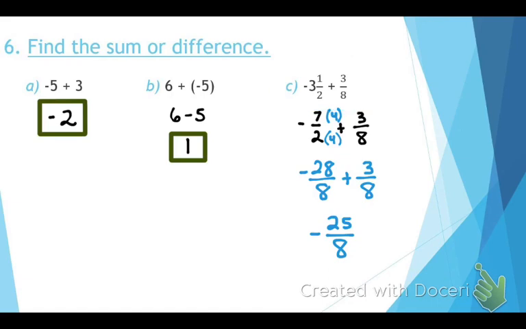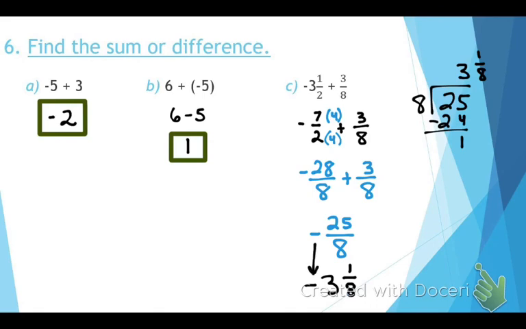If you can figure out how many times 8 goes into 25 in your head, perfect. If you can't, just do it off to the side. 25 divided by 8. How many times does 8 go into 25? 3 times. 3 times 8 is 24, and you have 1 remainder. So the answer is 3 and 1/8. Is that my final answer? No, why not? It's a negative because, once again, whenever you have the negative up here, you've got to drop that negative down. So your final answer is negative 3 and 1/8.